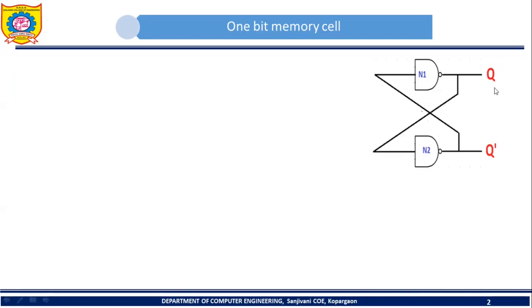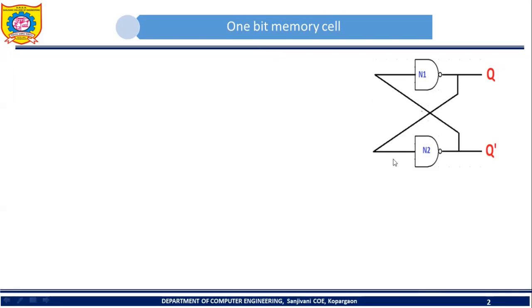Here, it is expected that these two outputs should be complements of each other. It means that if Q is 1, then Q prime will be 0. If Q is 0, then Q prime will be 1. So this circuit can store 1-bit data. How can it store 1-bit data? That analysis we are going to see.